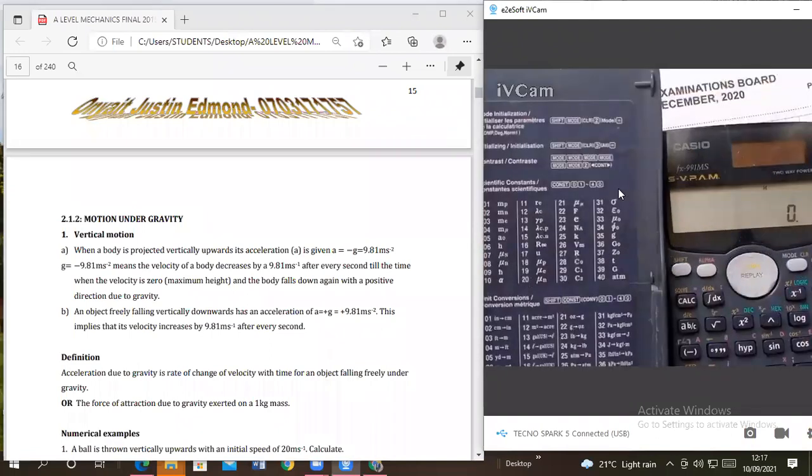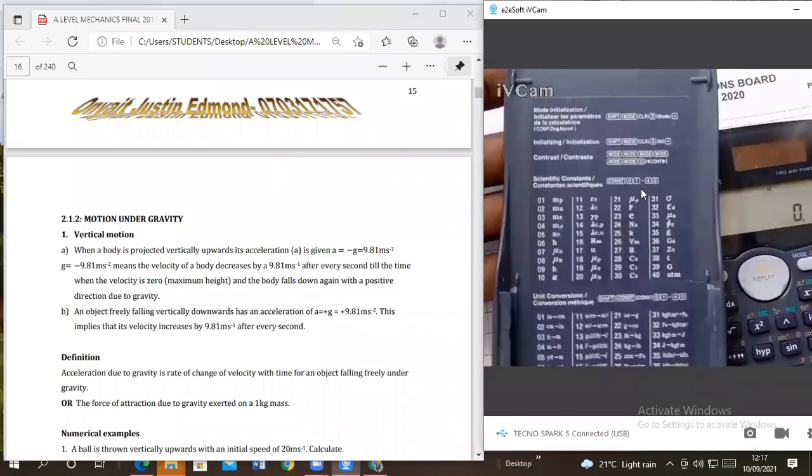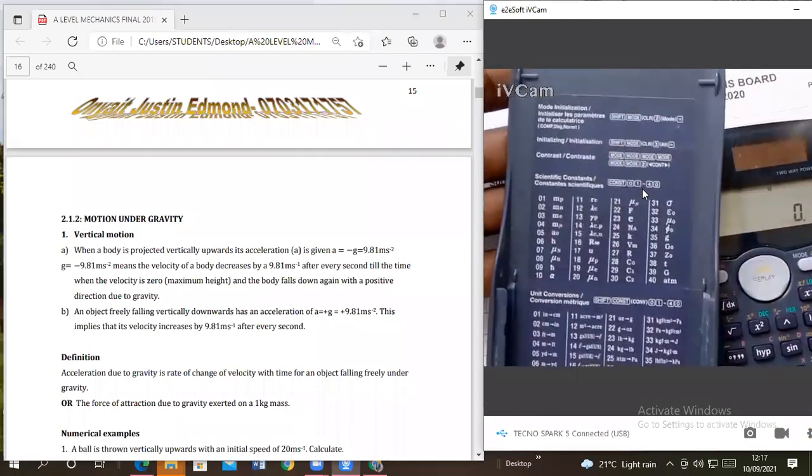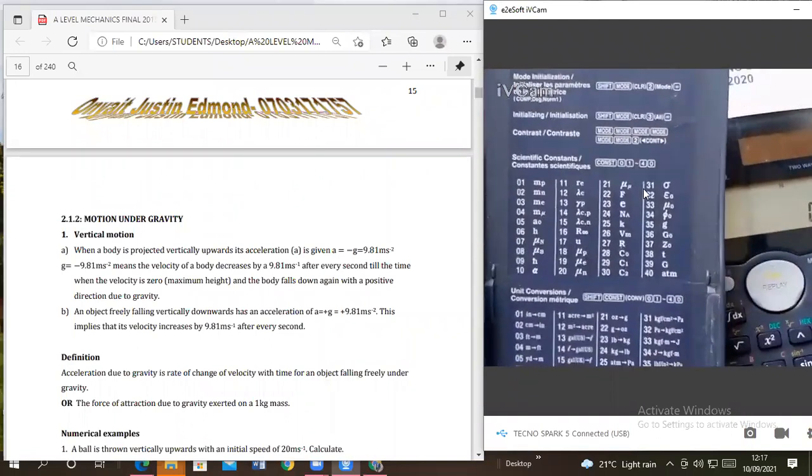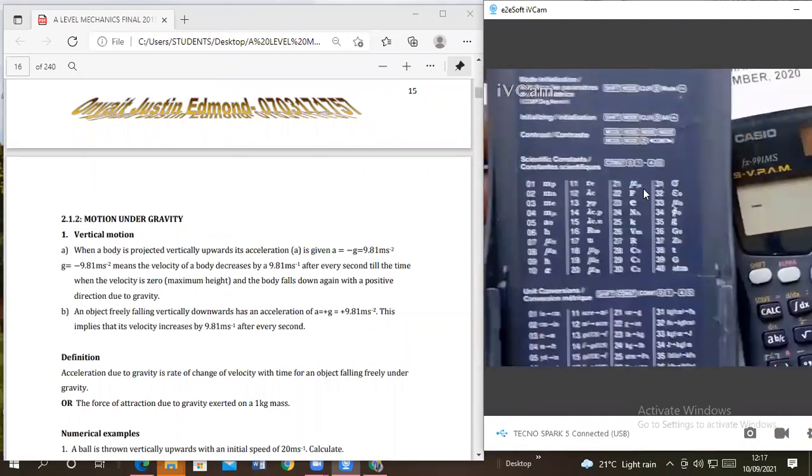Somehow, I cannot see very well. I'm trying to zoom. Are you seeing it now? Yeah, we can see. Good. I've zoomed in a bit.